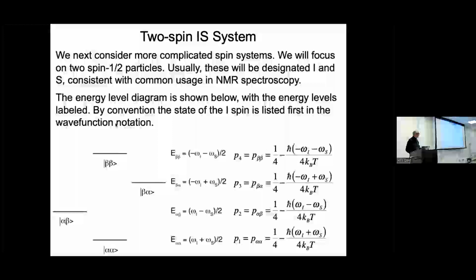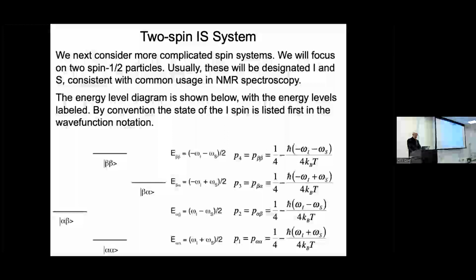The convention for two spins is to call one I and one S. So we say we have an IS spin system, and the convention here would be that the first designation is for the I spin, and the second one is the S spin. So this is the I spin in the alpha state, the S spin in the beta state, and so on and so forth. If there are no interactions between them, then the energies are just the sum of the energies as shown over here. And then we can work out the populations of all 4 states.